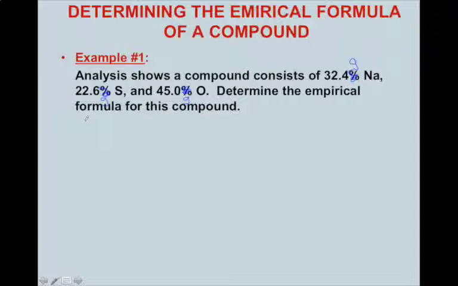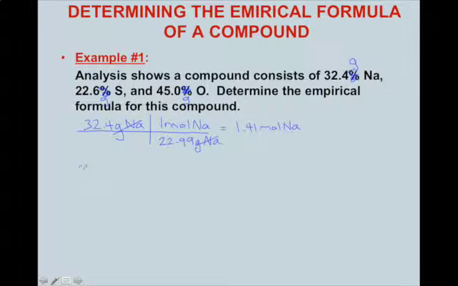So for number 1, 32.4 grams of sodium. I've got to change that to moles of sodium. For every 1 mole of sodium, look at the atomic mass. I've got 22.99 grams of sodium. Divide. You should have 1.41 moles of sodium.